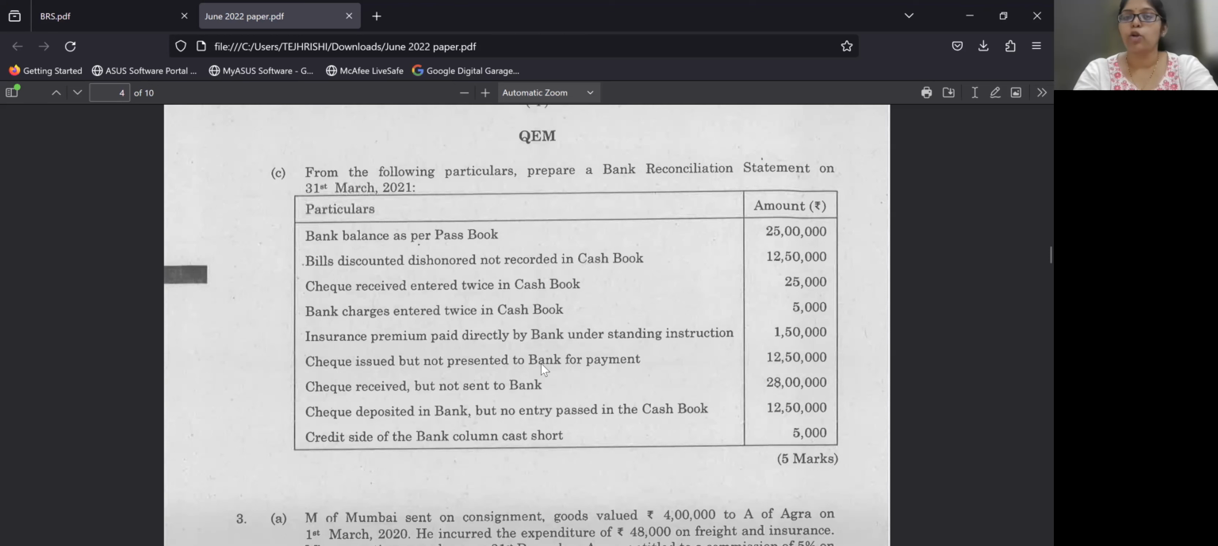Then check is issued but not presented to bank for payment. So what happened in the cash book, 12 lakh 50,000 was recorded as credited in our cash book. But there was no entry in the passbook. So as we are going to calculate the balance as per cash book, we will deduct that.